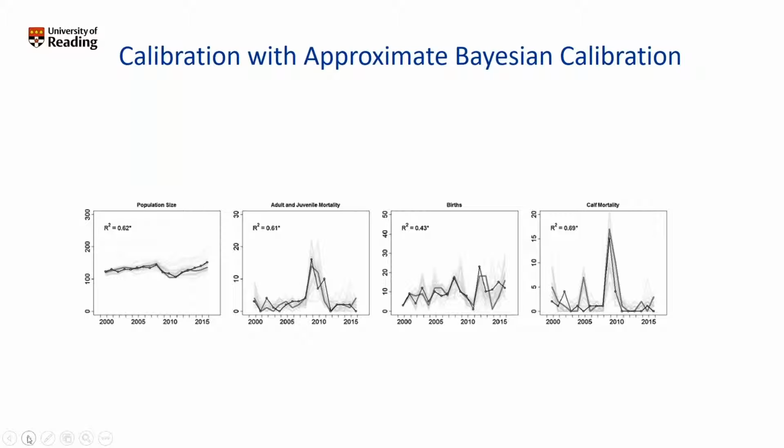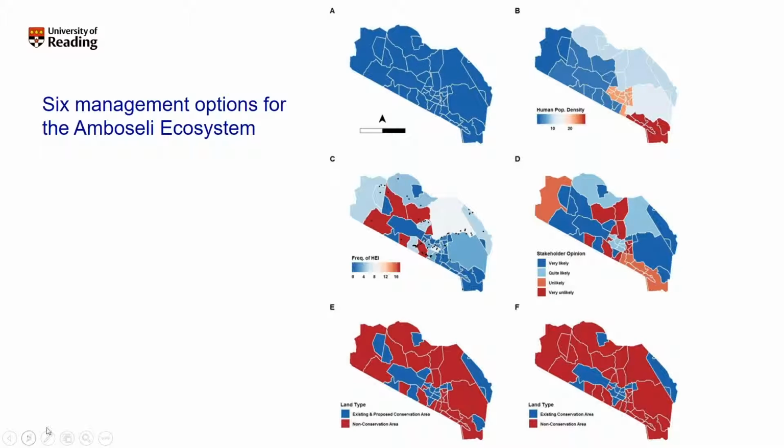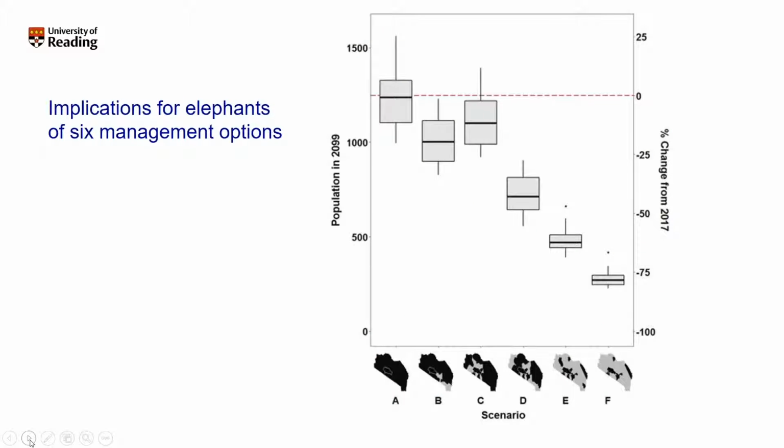So Vicky went on to use this for management. She looked at 6 management options for the Amboseli ecosystem. Things as they are now, that's top left, shown in blue. The worst case, where only the current conservation areas remain, is shown in bottom right. Red shows areas lost to elephants. So Vicky looked at 6 things that may come to pass in the Amboseli ecosystem.